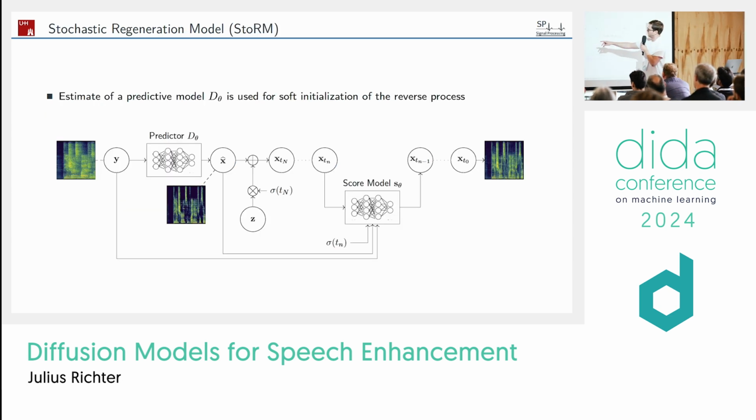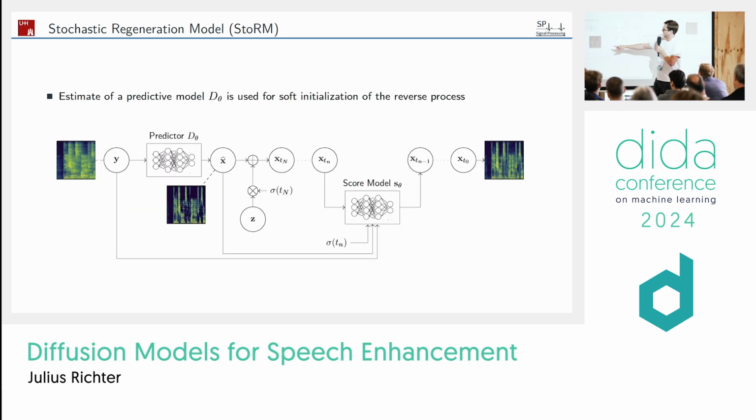So basically, we have the noisy speech, and we first use a DNN, which was just trained to predictively output the clean speech. We have this estimation x hat, and then we use this estimation as the starting point for our reverse SDE. So we add Gaussian noise, we run our reverse process for 30 steps, and we end up with our estimation.